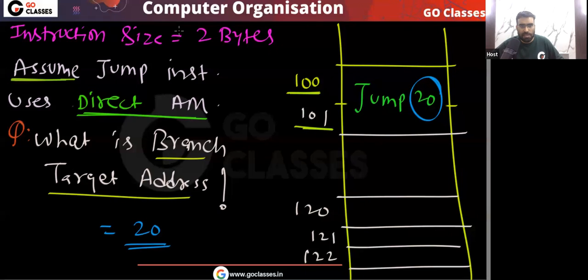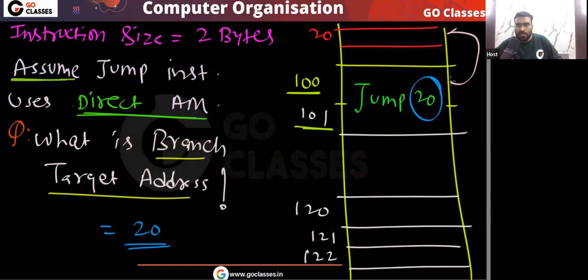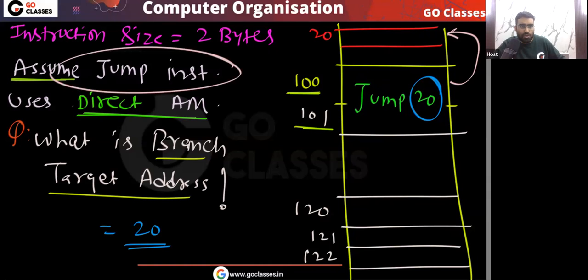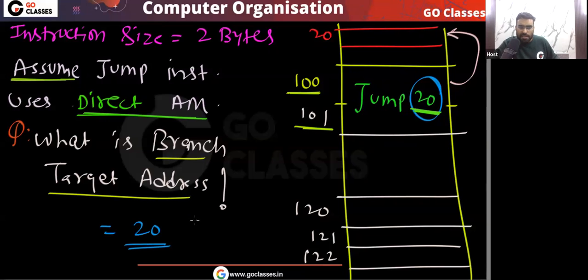Yes or no? Is this clear? Because this itself will be the branch target, basically you will jump to this address 20. Agree or not? If the jump instruction is using direct addressing mode, then this is the direct address. So the branch target address will be 20. This you understood, right? Okay.